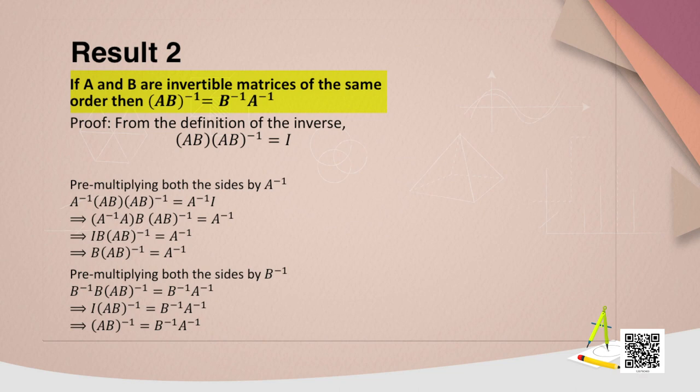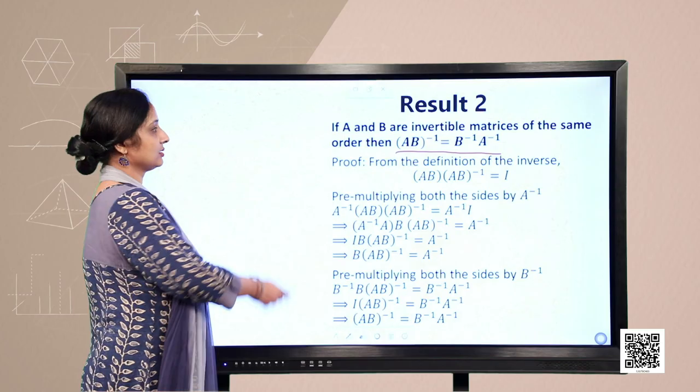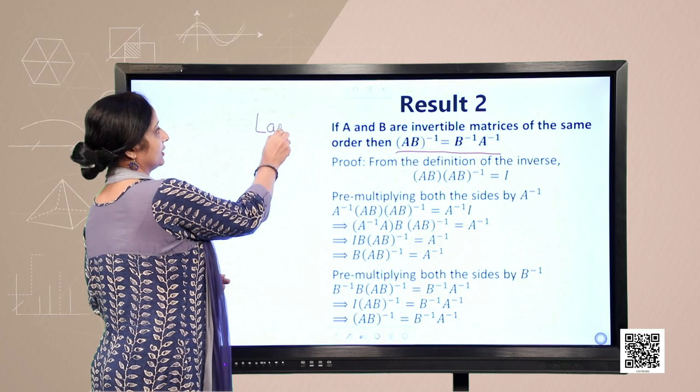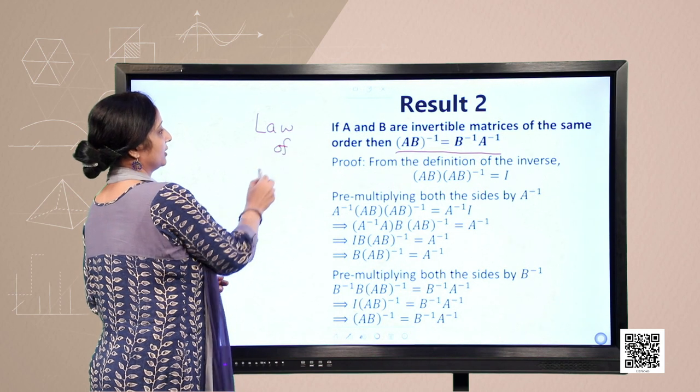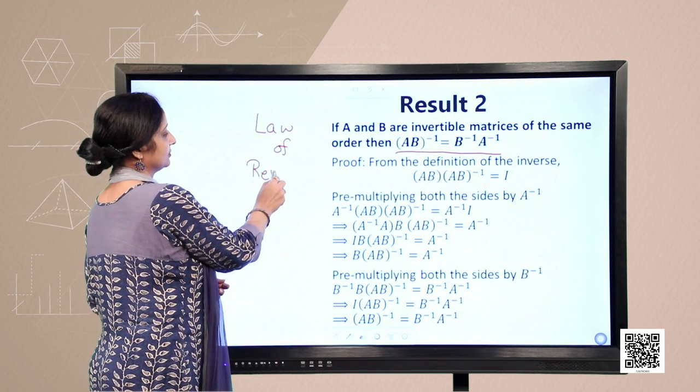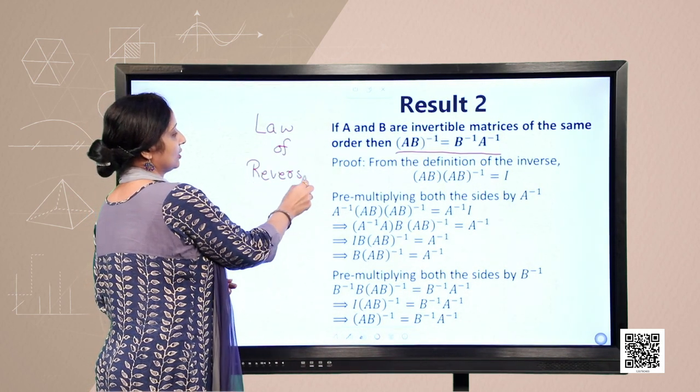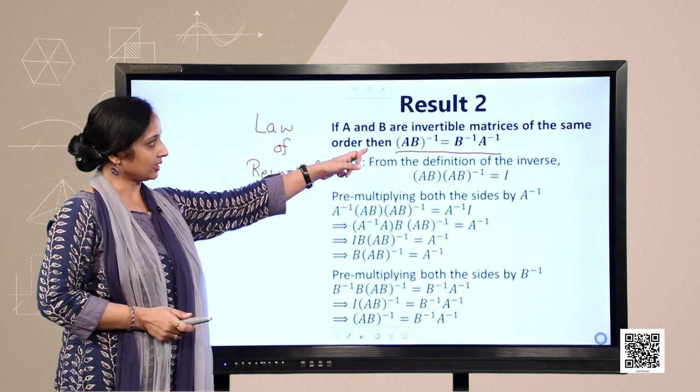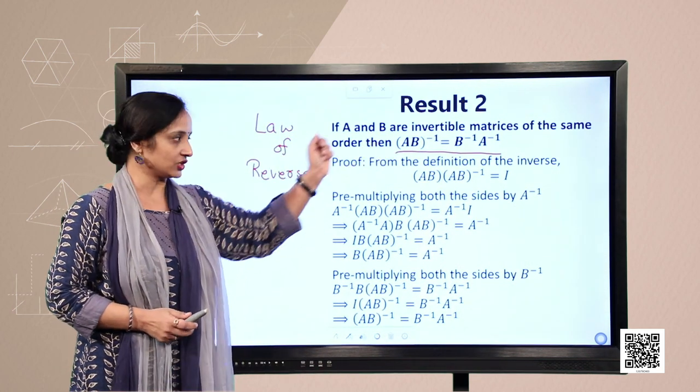Result 2. This is a very, very important result. If A and B are two invertible matrices of the same order, then AB whole inverse is equal to B inverse into A inverse. This is also called the law of reversal. That means the order of matrices A and B is going to be interchanged.